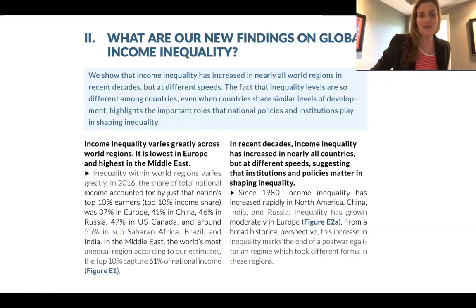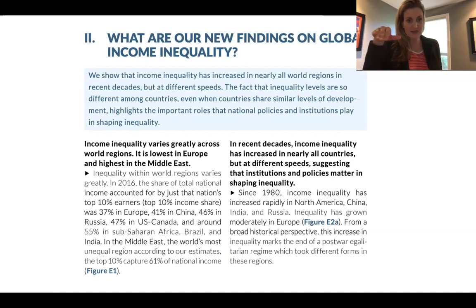In 2016, the share of national income accounted for by just that nation's top 10%, not the top 1%, the top 10% of income earners was 37% in Europe, 41% in China, 46% in Russia, and 47% in the US and Canada. Okay. In the Middle East, we have the most unequal region in the world, where the top 10% have 61% of the country's wealth.